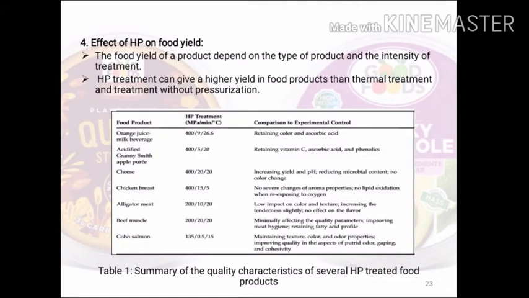The last one is the effect of high pressure on food yield. High pressure treatment may affect the yield of certain products, a very important economic issue for food manufacturers. The food yield of a product depends on the type of product and intensity of the treatment. High pressure treatment can give a higher yield in food products than thermal treatment and treatment without pressurization. Here, table 1 gives the summary of the quality characteristics of several high pressure treated food products.